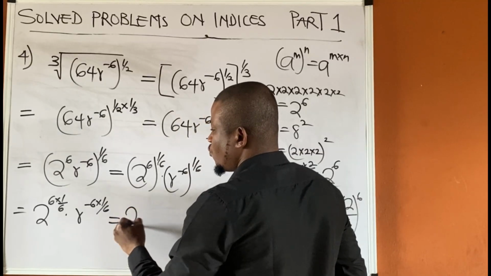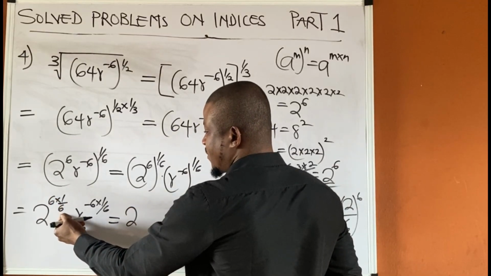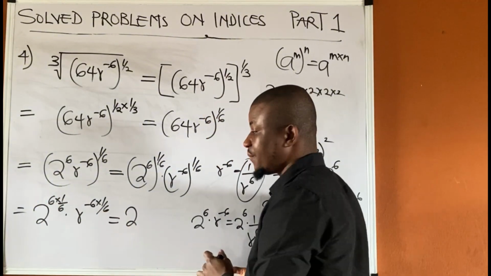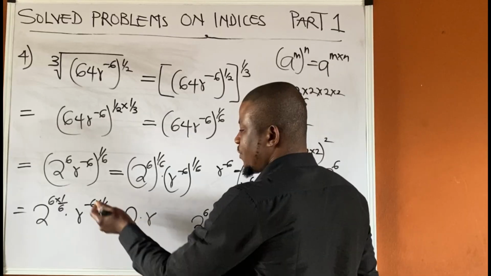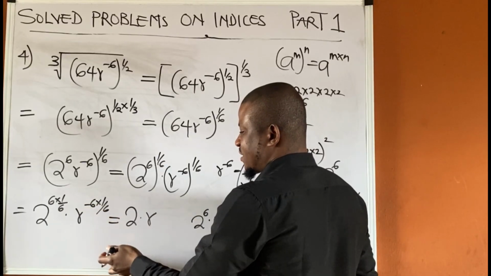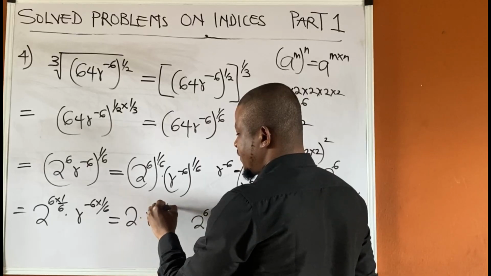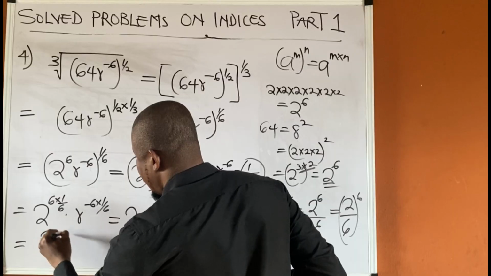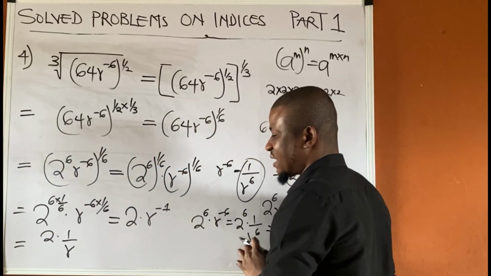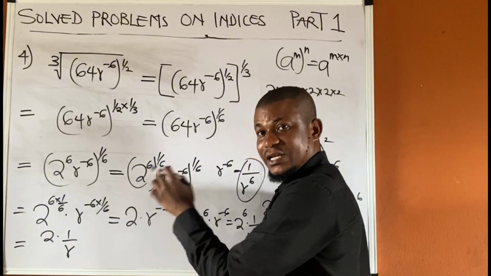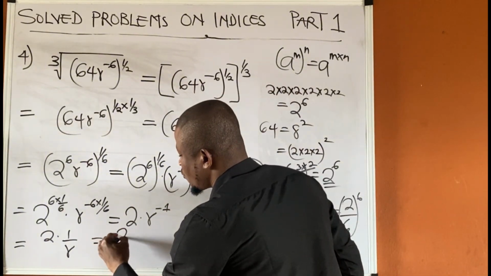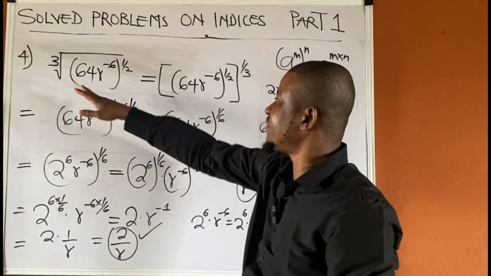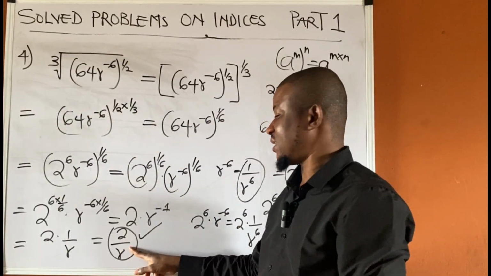This gives us 2, because 6 divided by 6 is 1. 6 times 1 times 1. Okay, so this is just 2, right? Now this is r. 6 times 1 is 6 divided by 6 is 1. So we have a negative here, negative 1. And this simplifies to 2 times 1 over r. Remember the negative index law, that when you have r raised to power negative 1, is 1 upon r. So this gives you 2 over r. And this is your answer to this problem. So when you have this problem, this is the answer to the problem.